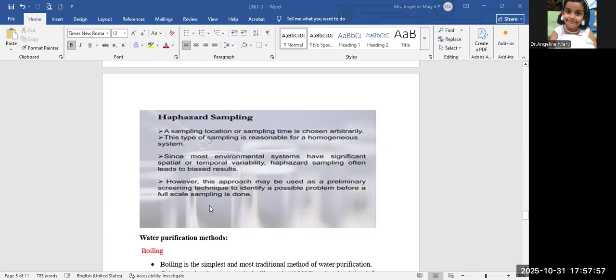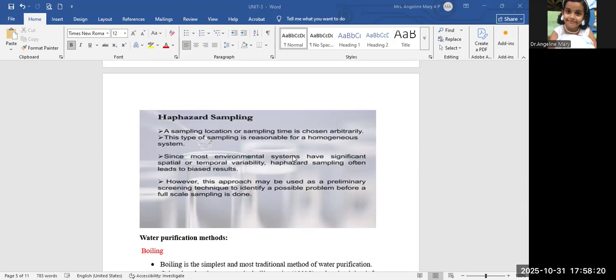The last one is arbitrary sampling. Sampling locations or sampling times are chosen arbitrarily. First, we have to select the frequency and the interval period. This type of sampling is reasonable for a homogeneous system. This one is used for the homogeneous system, that means the same variety should be collected.